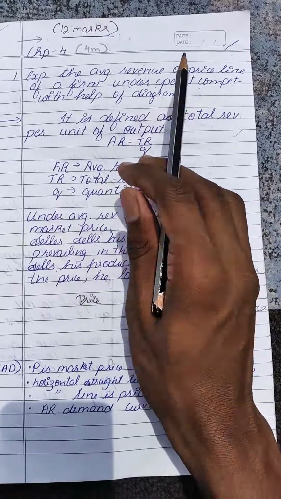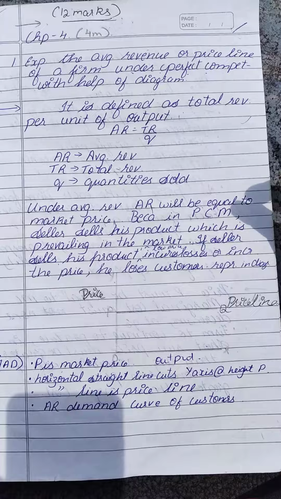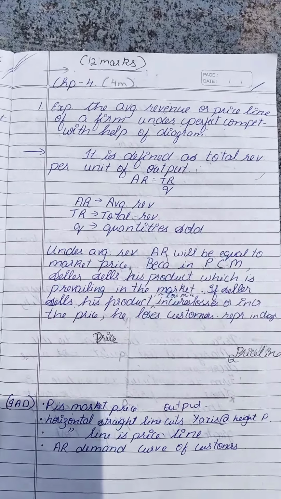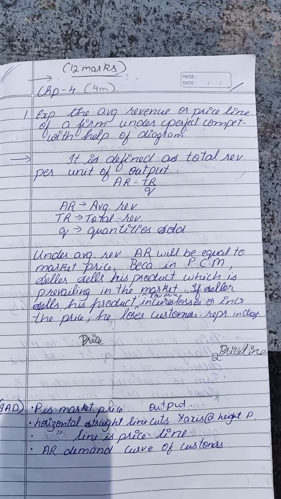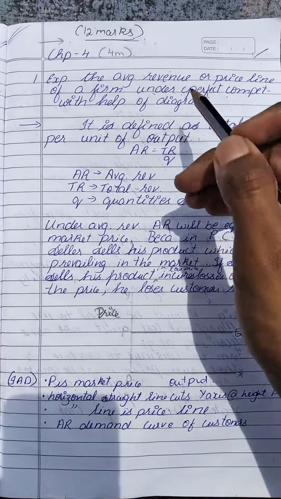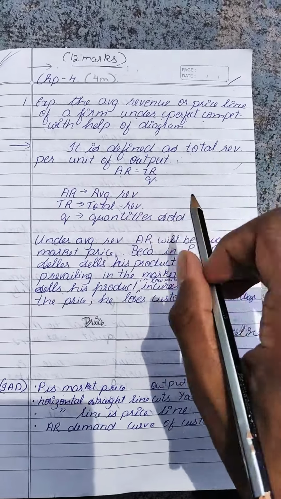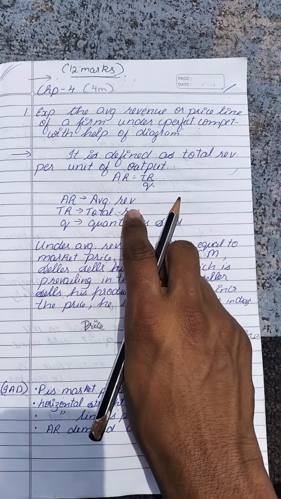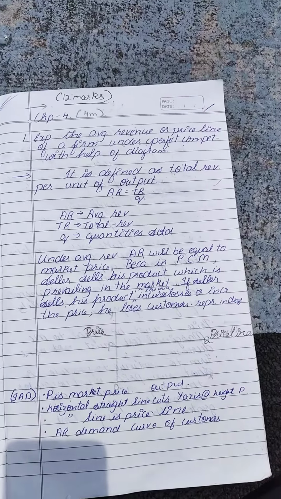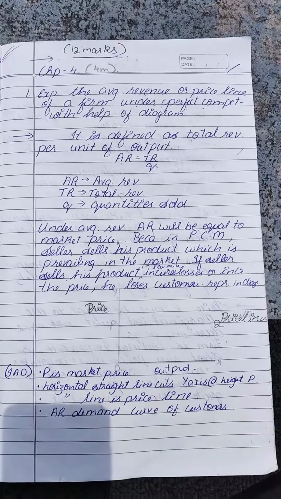Now, the very important definition: average revenue or price line of the firm is basically defined as the total revenue per unit of output. It is nothing but the total revenue which you're receiving from your output. That is important to understand over here. Now the formula is AR is equal to TR by Q. What is AR? AR is average revenue. What is TR? TR is nothing but the total revenue. And Q, what is Q? Q is nothing but the quantity sold.